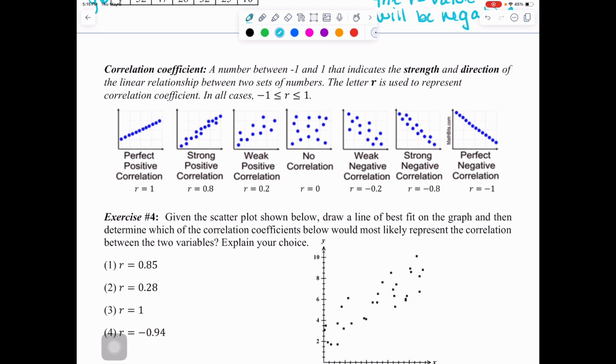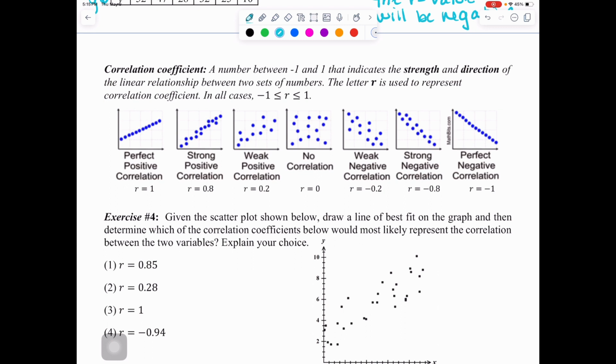So the letter R is used to represent the correlation coefficient. In all cases, that R value is going to be between -1 and 1. So here's going from 1 down to -1, so you can kind of see how it changes. R being exactly 1 is a perfect positive correlation. Almost looks exactly like a straight line. If we go a little bit lower than that, say around 0.8 or anywhere kind of around there, we would consider that a strong positive correlation.